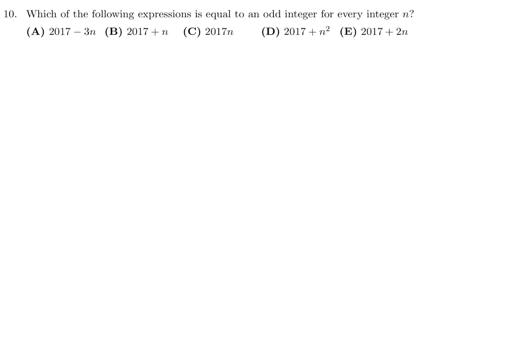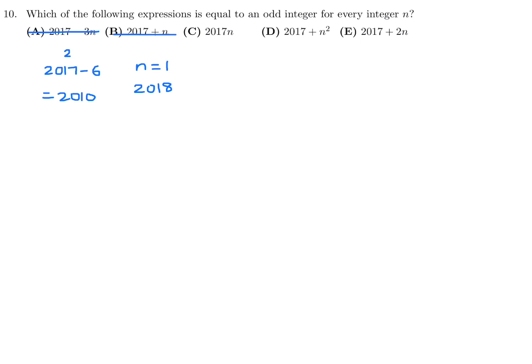Which of the following expressions is equal to an odd integer for every integer n? Okay, well, if we can find even one exception, it's not true. So, for example, in this one, when n is 2, it would be 2017 minus 3 times 2, which is 6, which is 2011... 2010? Which is even. So that's certainly not odd, so that's gone. 2017 plus n, well, that's easy. When n is 1, it becomes 2018, and that's obviously even, so that's gone.